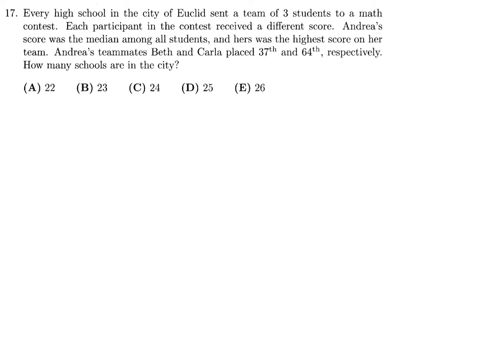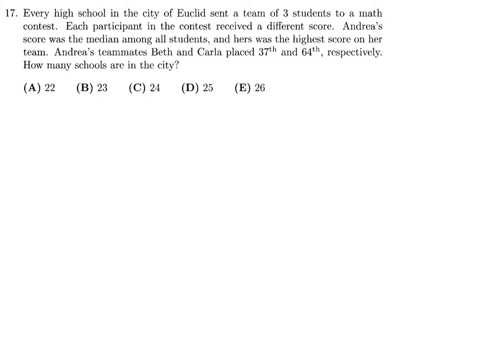Every high school in the city of Euclid sent a team of 3 students to a math contest. Each participant in the contest received a different score. Andrea's score was the median among all students, and hers was the highest score on her team. Andrea's teammates, Beth and Carla, placed 37th and 64th respectively. How many schools are in the city?